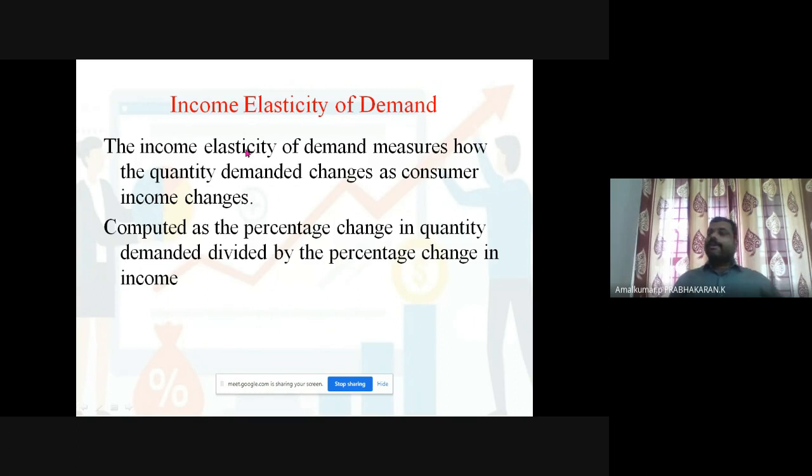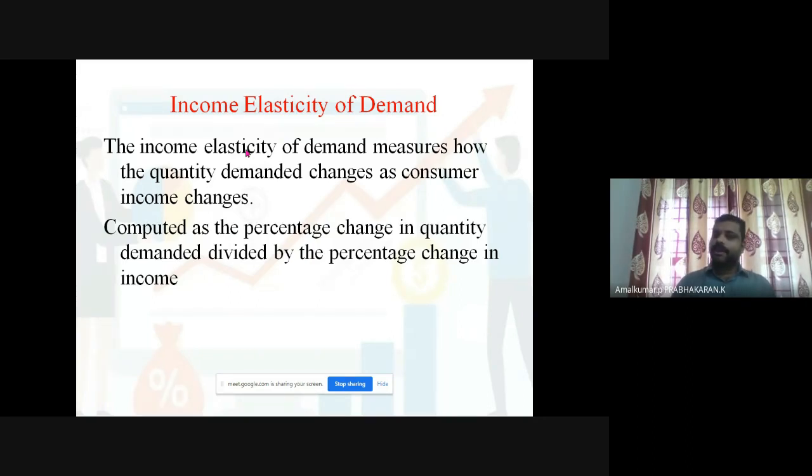Now, these are the different concepts relating to the price elasticity of demand. First, we discussed the price elasticity of demand, that means changes in demand due to changes in price. Then we move on to the income elasticity of demand.